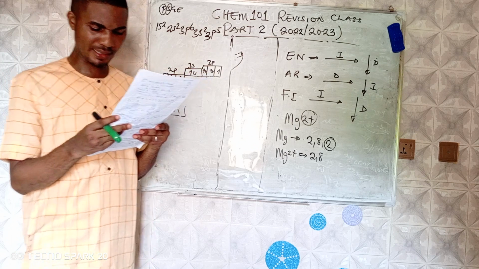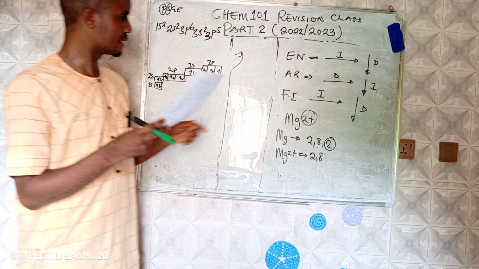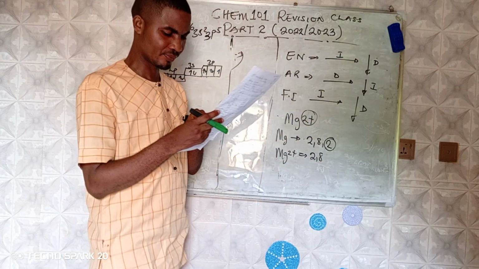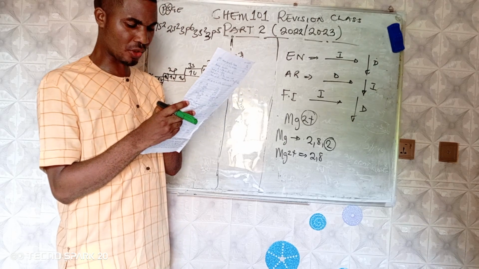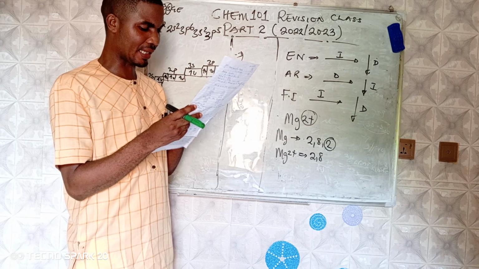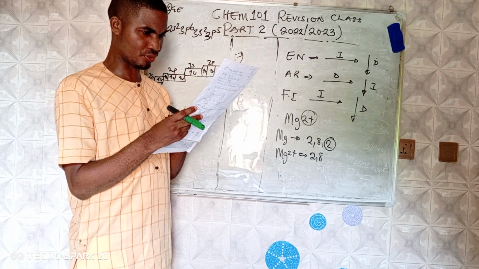Electronegativity increases across the period. That's true. Atomic radius of a positive ion is usually smaller than that of its parent. Yes, it's true.